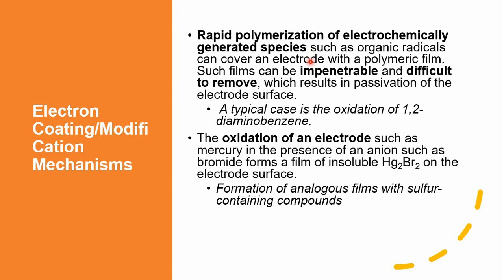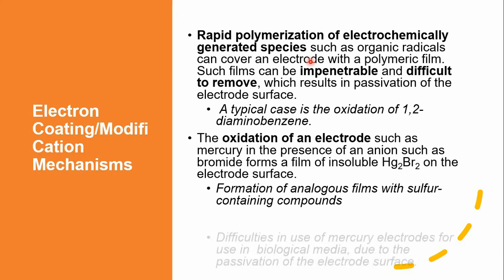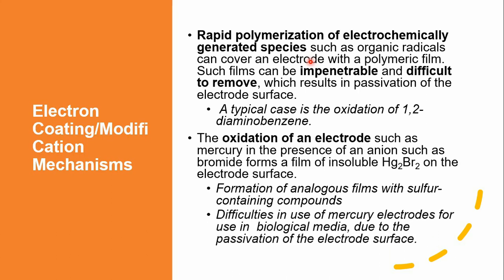And the formation of films with sulfur containing compounds has its own effects. That is, it causes difficulty in the use of mercury electrodes in biological media because the surface of the electrode is passivated due to the presence of this film, which is insoluble and formed over the electrode surface.